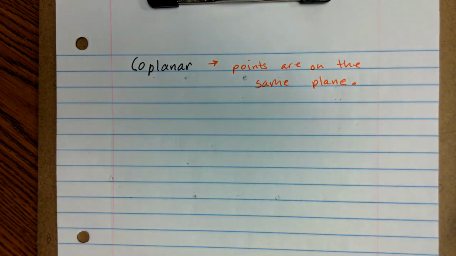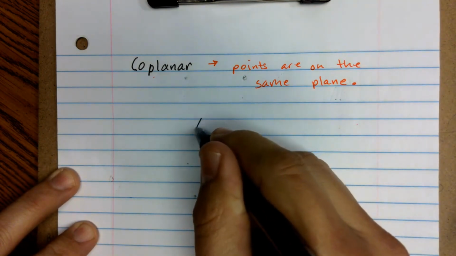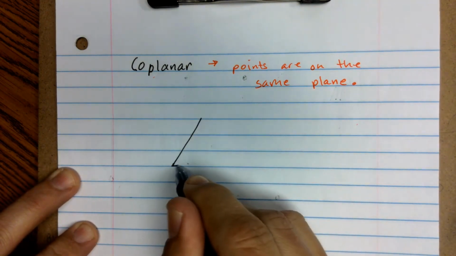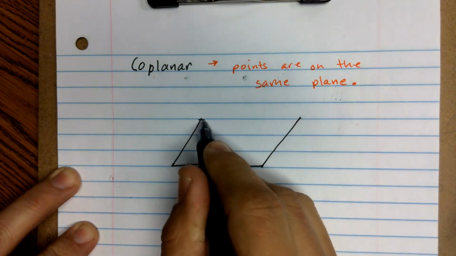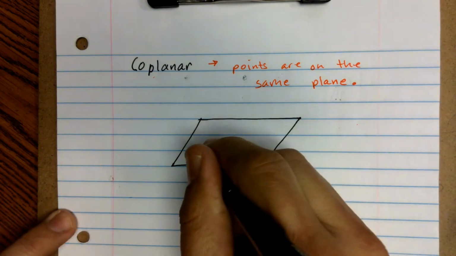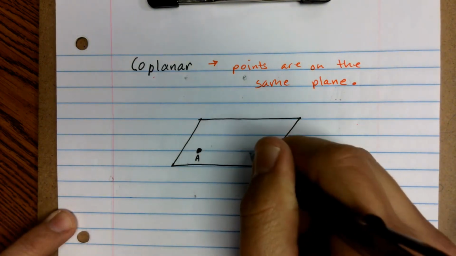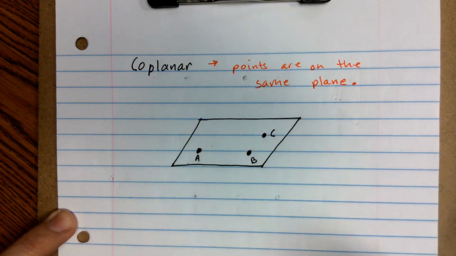So to give you an example of that, let's draw one real quick. I'm going to draw a parallelogram again. So let's say I draw one here. And I'm not the greatest artist, so if it doesn't look that great, it's alright. I'm going to draw as best as I can. So there's one plane, and let's label some points. Let's say again we have A, and we have B, and we have point C.